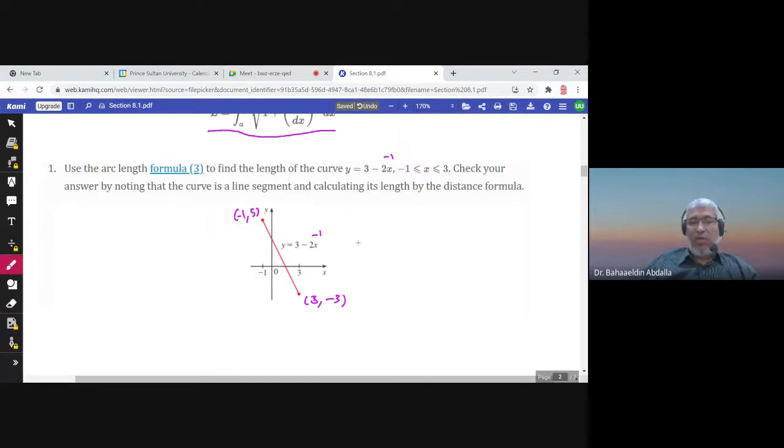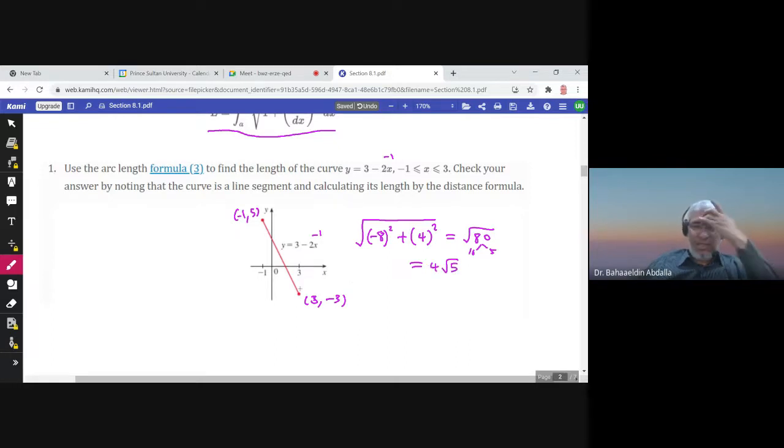Now let us use the distance formula to find the length of the line. So negative 3 minus 5, that's negative 8. This is the change in y, to the power 2, plus the change in x, 3 minus minus 1 is 4, to the power 2. Now 64 plus 16 is 80. So it's the square root of 80. And 80 is 16 times 5, and the square root of 16 is 4.